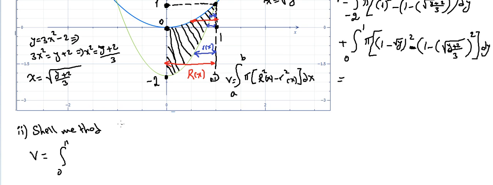What is the rule of the shell method? It's the integral from a to b of 2 pi, the radius times the height, dx. It's from 0 to 1, 2 pi. What is the radius and what is the height?